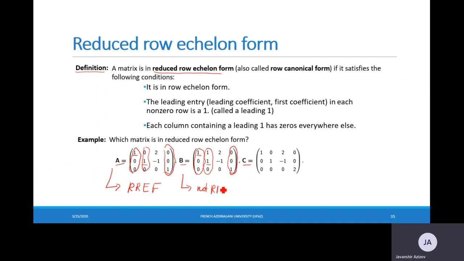Let's look at the matrix C. This matrix is also in row echelon form, but the leading coefficients are 1, 1, and 2. Second condition doesn't work here. Therefore, this matrix is not in reduced row echelon form.